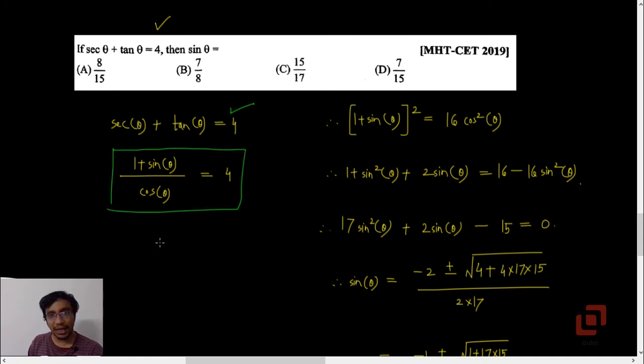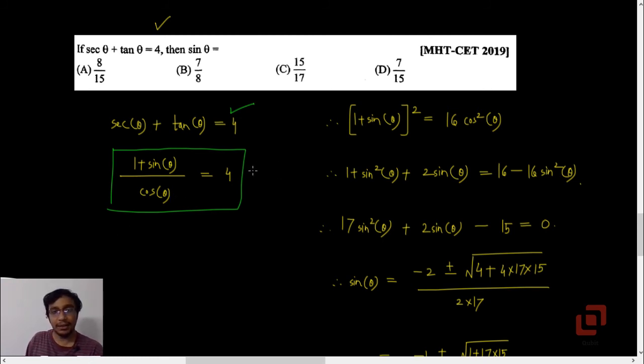Now don't use half angle formulas. It's not necessary. Some people say cos theta is cos squared theta by 2 minus sin squared theta by 2, and 1 plus sin theta is cos theta by 2 plus sin theta by 2 bracket squared. But that's not required. They are not asking you to find sin theta by 2. They're asking you to find sin theta.